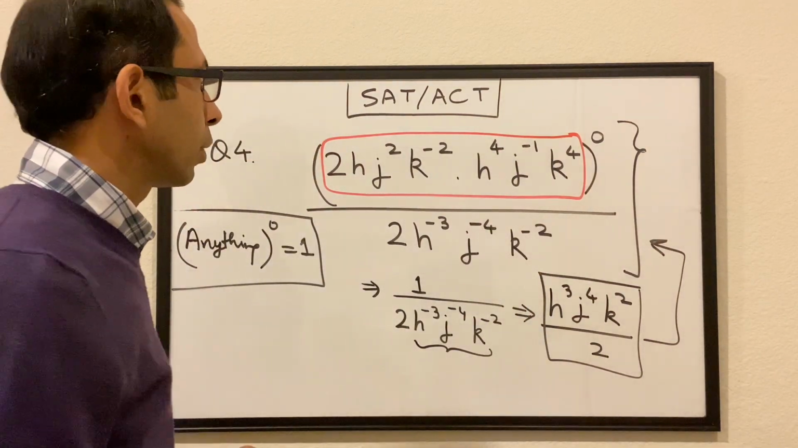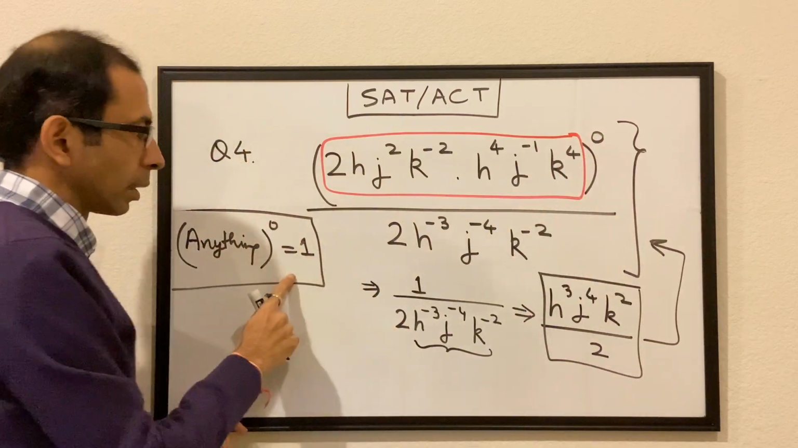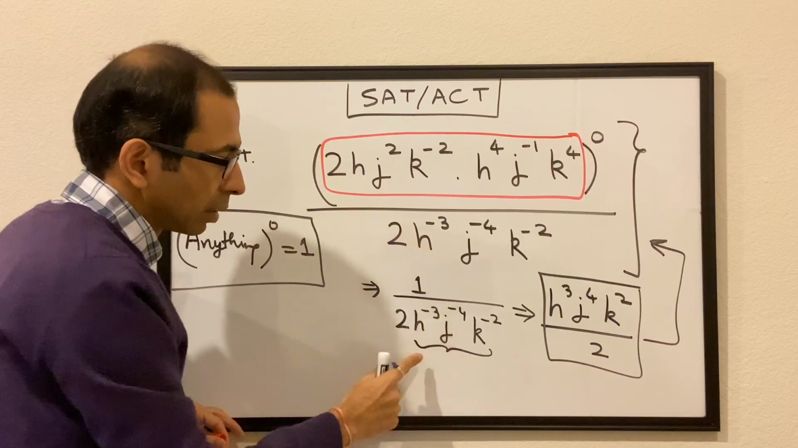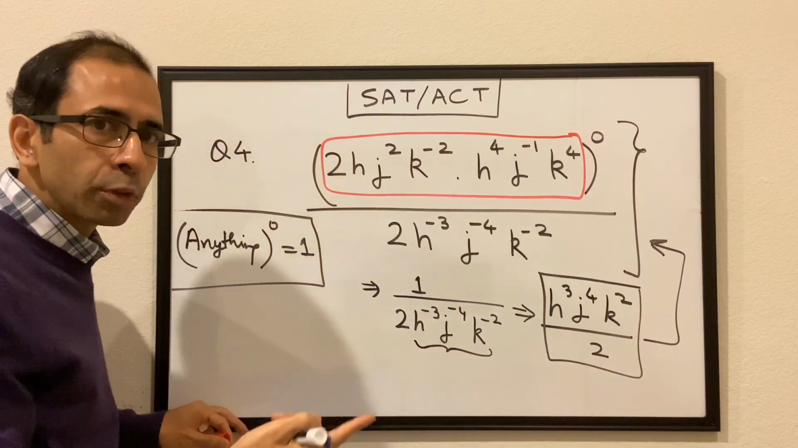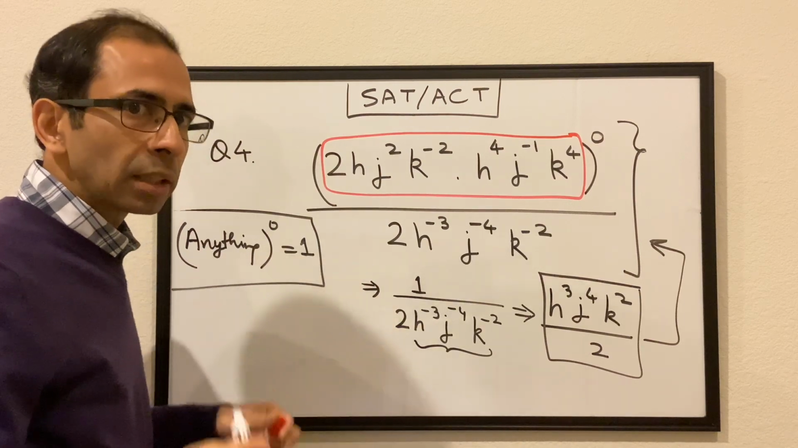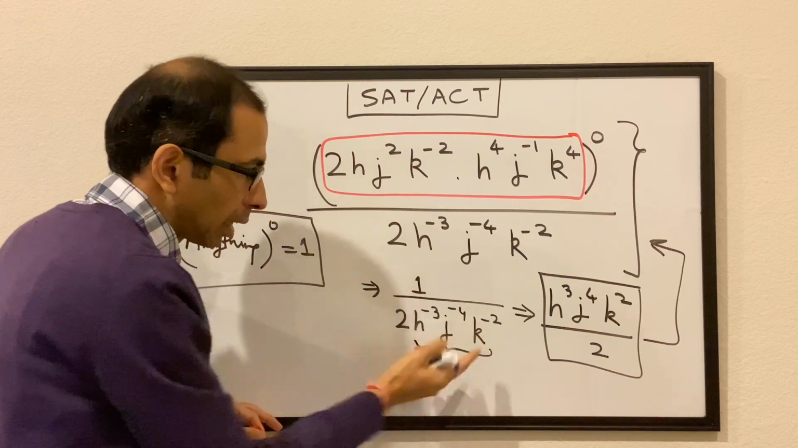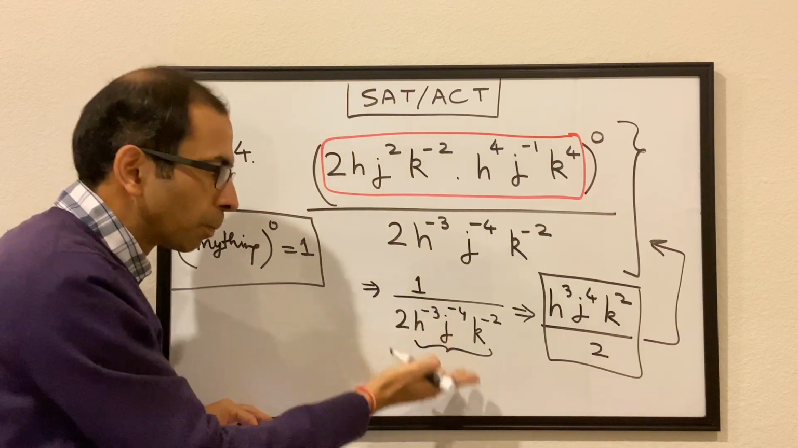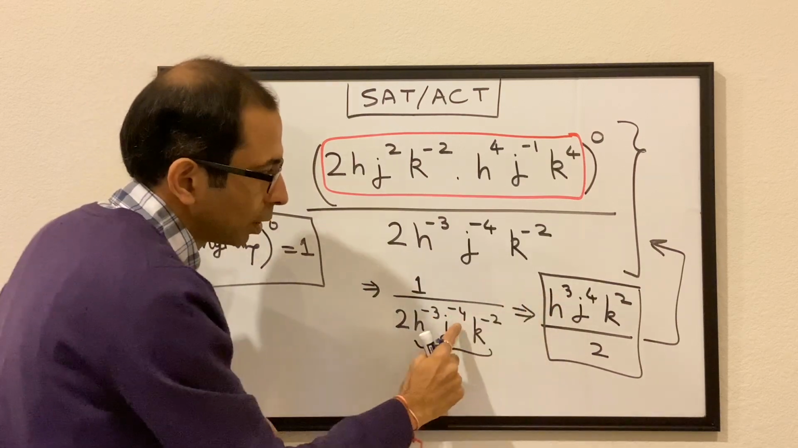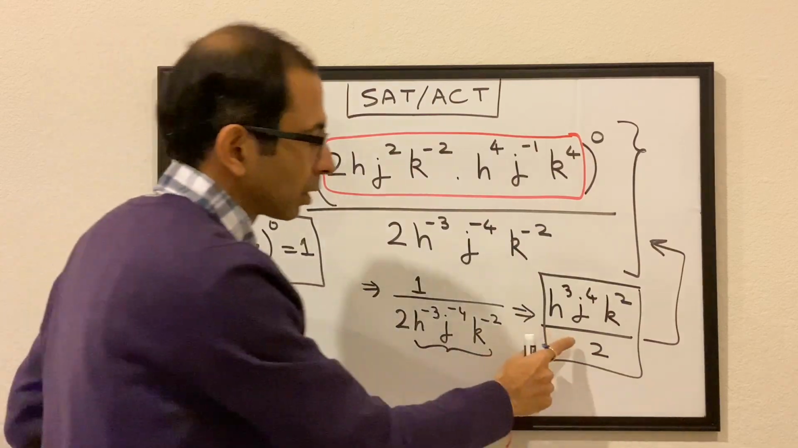Again, just to reiterate, two concepts here mainly. Anything to the power of 0 is 1. So this numerator becomes 1, denominator is as it is, and if we have to make the exponents positive, then we have to take those reciprocals, right? The exponents become positive. In this case, each of these exponents are negative and all these terms are in the denominator, so we move them up so that these powers become positive. So h cubed, j to the power of 4, k squared divided by 2. That's the reduced form of this.